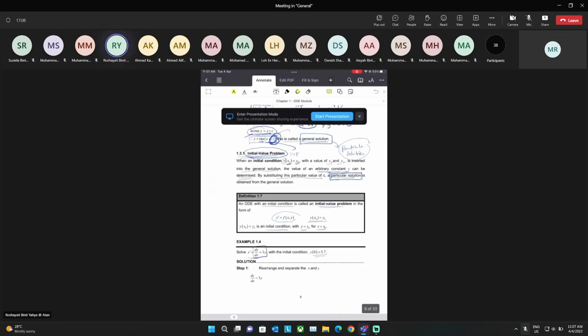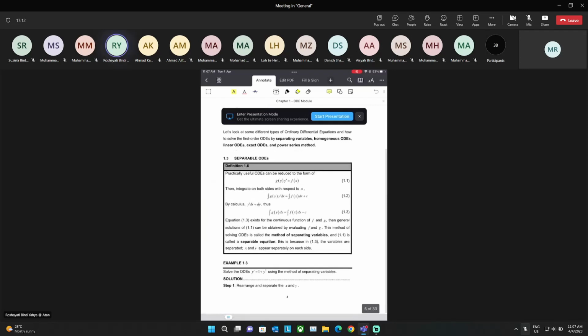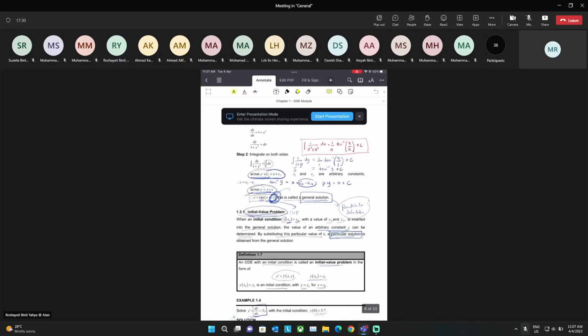Okay, so last week kita dah pergi kepada separable ODE. We went through what is separable, how we can identify that equation or that function, whether we can use separable equation or not. And then we went through a few examples and also exercises. Okay, now we continue.